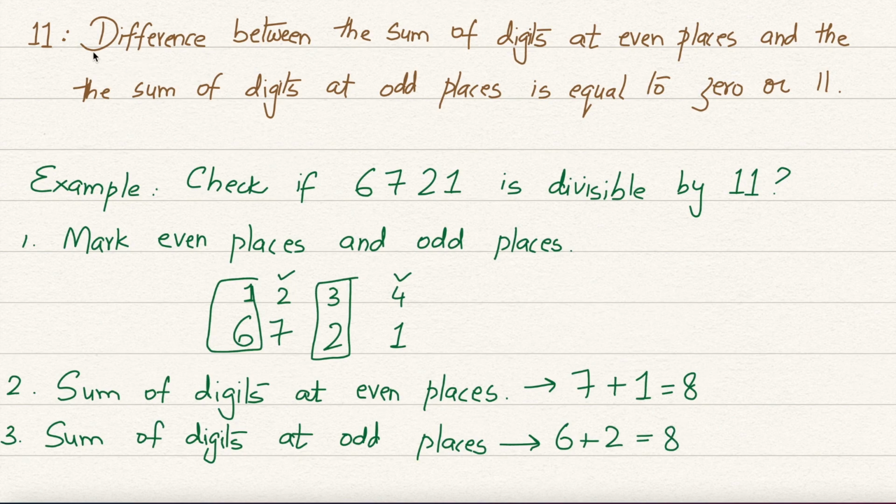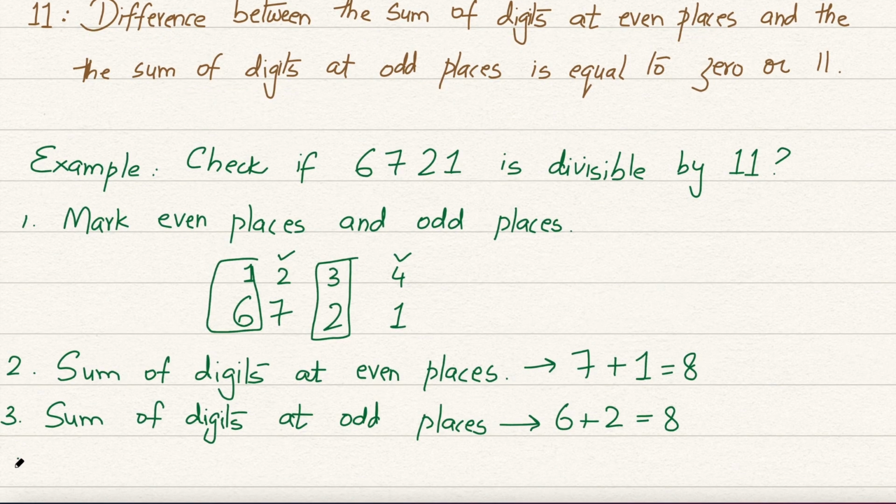You need to find the difference. Difference between what? Difference between the sum of digits at even places and the sum of digits at odd places. When you need to find the difference, that means you have to subtract. You will subtract these two numbers. You will subtract 8 from 8. 8 minus 8 is 0.